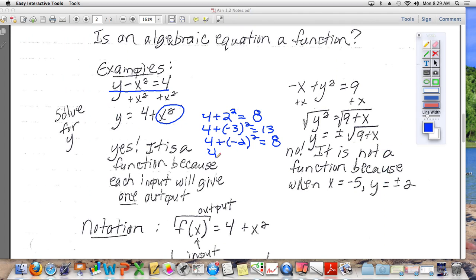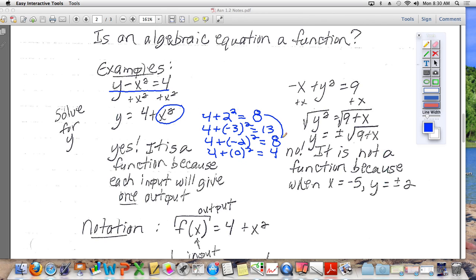What if I tried 0? 4 plus 0 squared. 0 squared is 0. 0 plus 4 is 4. Am I ever going to get a different answer? Now, did you bring up negative 2 because I have the same answer twice here? My question is, if I put in a specific x value, how many answers will I get out of it? I might get the same answer for 2 different x's, but will I ever get 2 answers for the same x value? And I won't, so therefore this is a function.